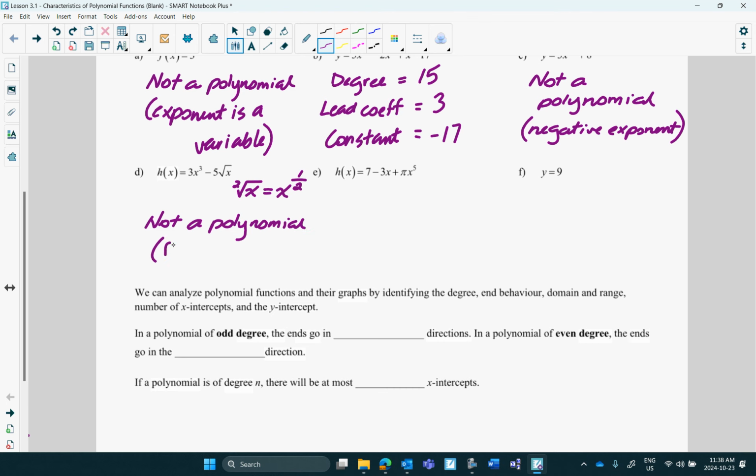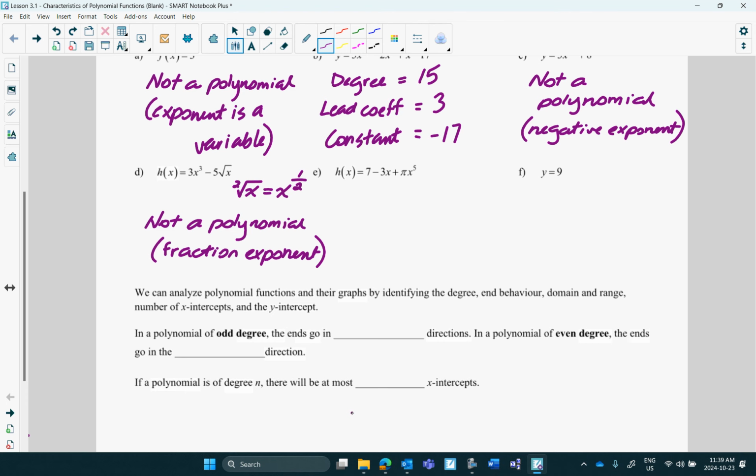Fraction exponents, it's not allowed. The exponents have to be 0, 1, 2, 3, 4, 5, 6, 7, 8, 9, and counting up forever. No decimals, no fractions, no negatives, no variables. Be careful, sometimes they might be in a different order, like in E. What's potentially throwing you off?